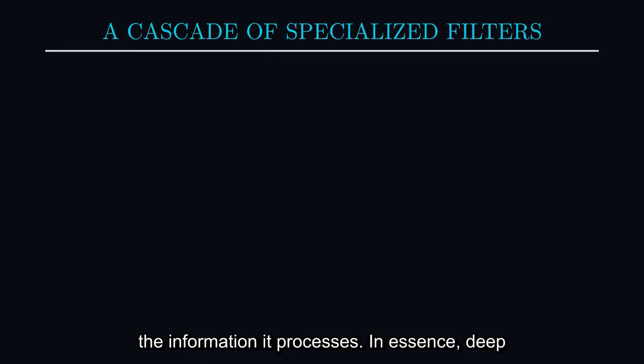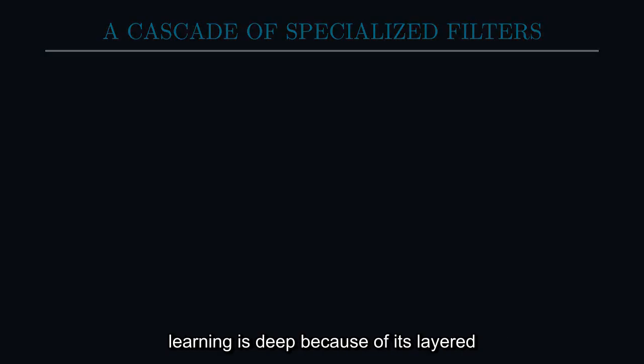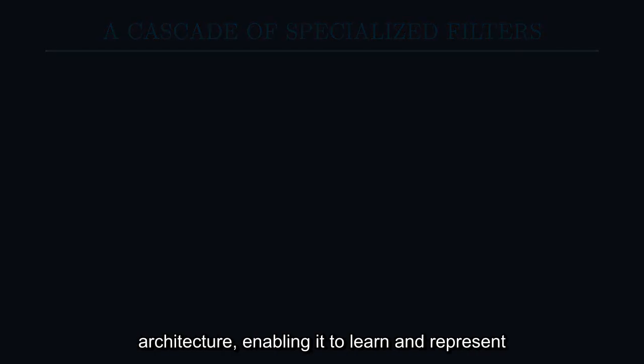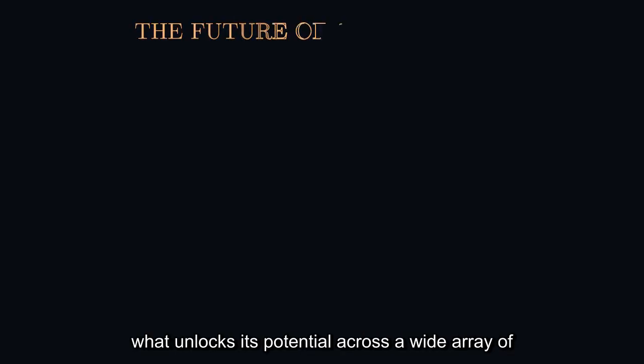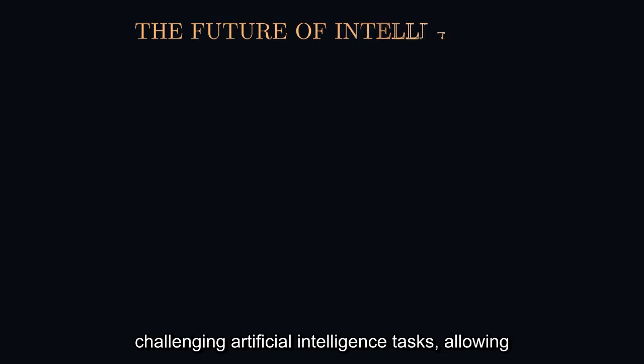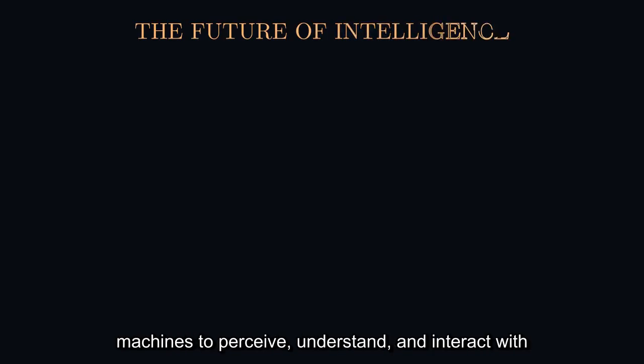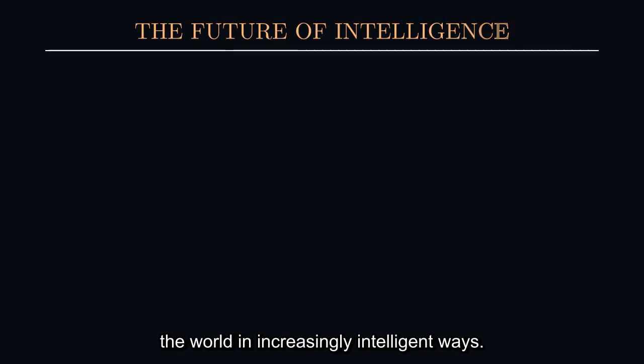In essence, deep learning is deep because of its layered architecture, enabling it to learn and represent complex patterns through a hierarchical process of feature extraction. This sophisticated design is what unlocks its potential across a wide array of challenging artificial intelligence tasks, allowing machines to perceive, understand, and interact with the world in increasingly intelligent ways.